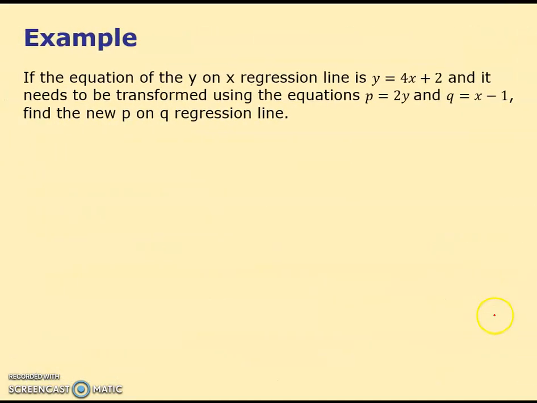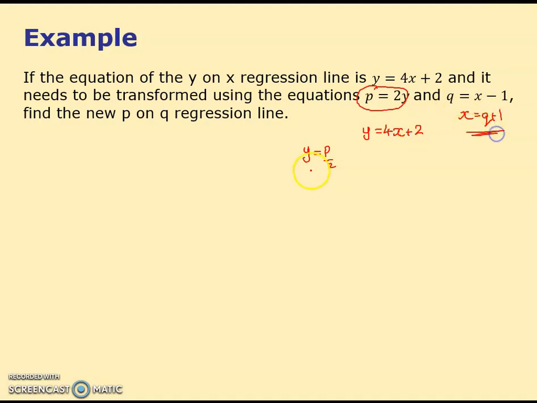Now, I've got one more example of this, where you did two transformations. It says y equals 4x plus 2. That's my initial line, my least squares regression line. But then I do one transformation to the y-axis. I don't like the way it says p equals 2y, so I'm going to change that to y equals p over 2. And I've got this other one. Again, I don't like the fact that it says q equals. I would prefer it if it said x equals. So x equals q plus 1.